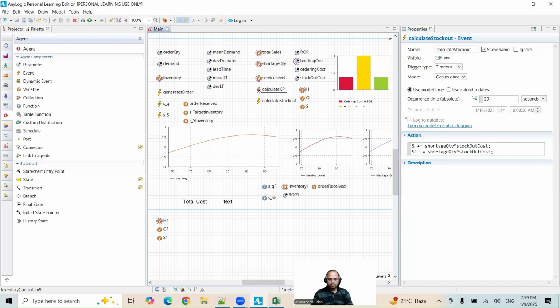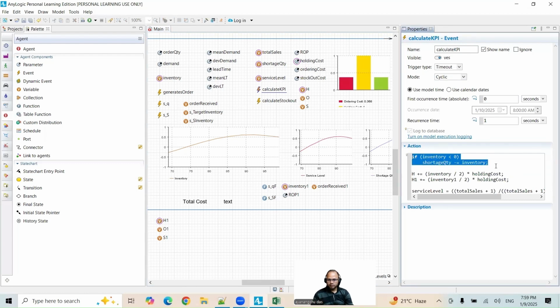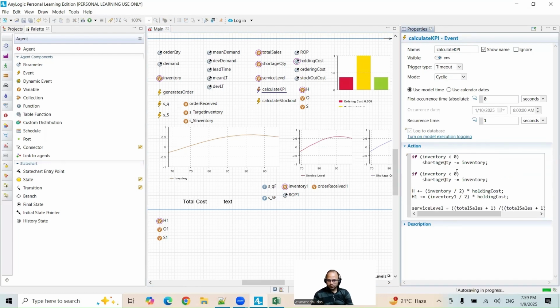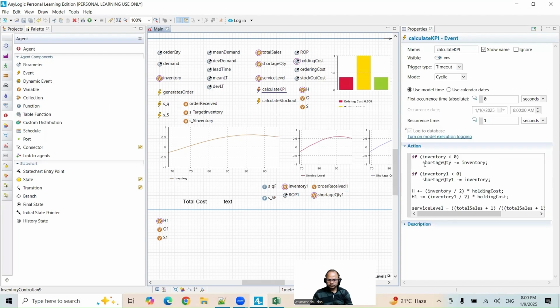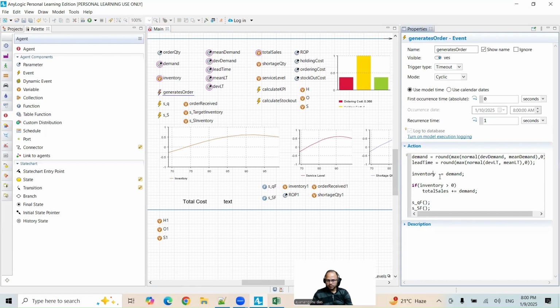So the way we calculated, if we remember, the shortage quantity, in the same way we will declare the shortage quantity one. So we have to have a variable for shortage quantity. And we will calculate the KPI for shortage quantity 1. So this inventory that we are calculating, this has to also be depleted. So we'll go to the initial S policy, and then we'll deplete the inventory with the demand when we are satisfying it.